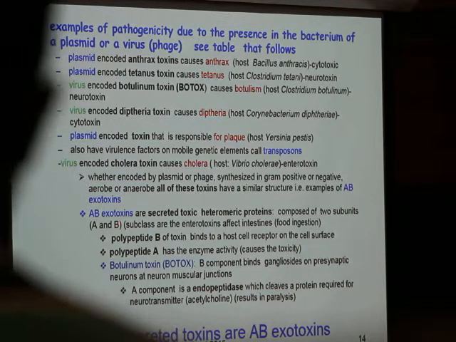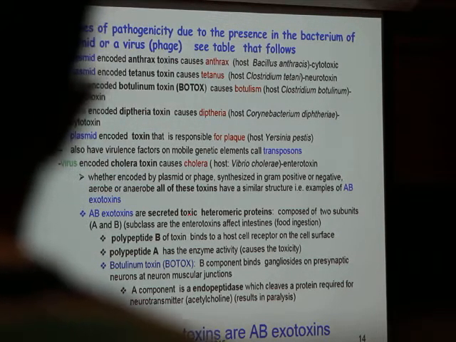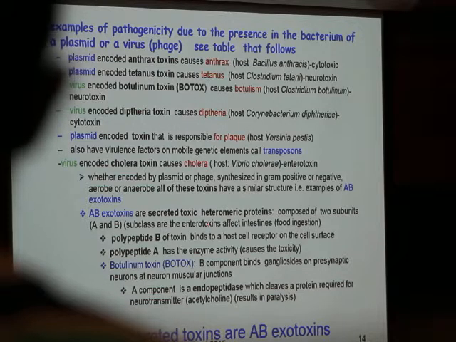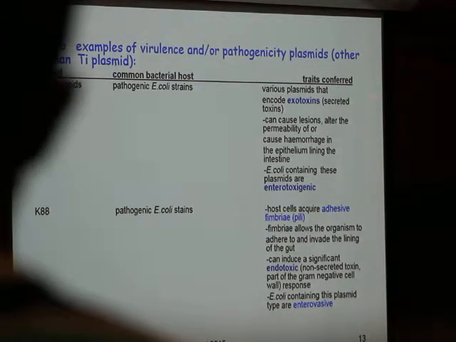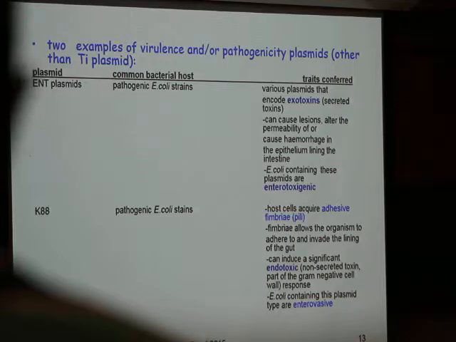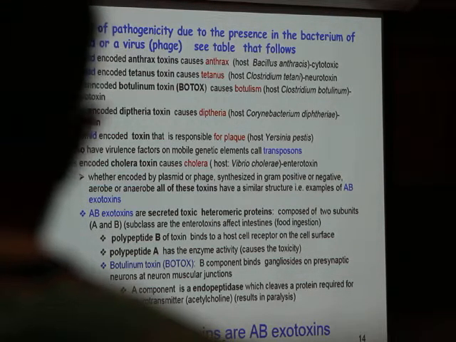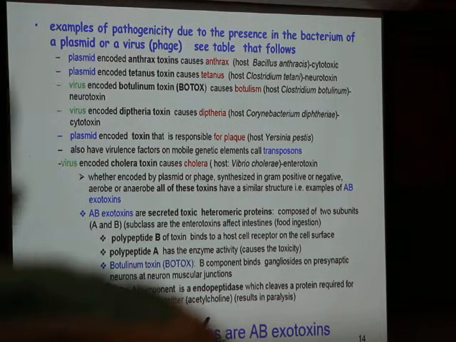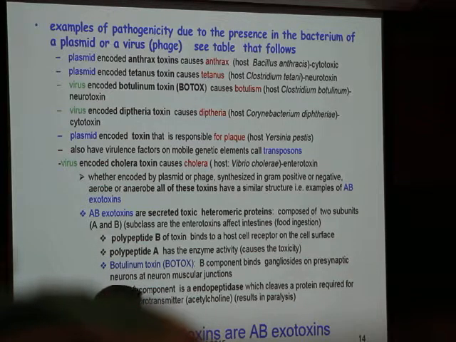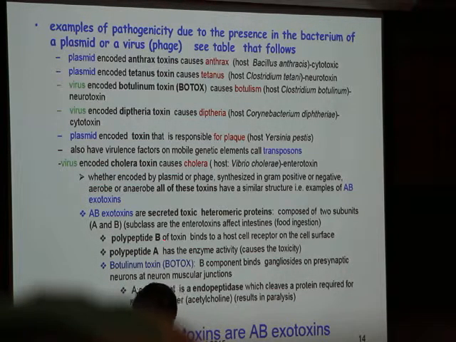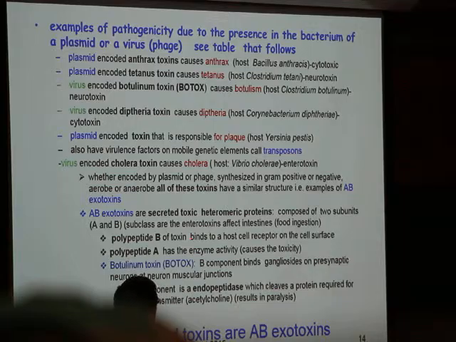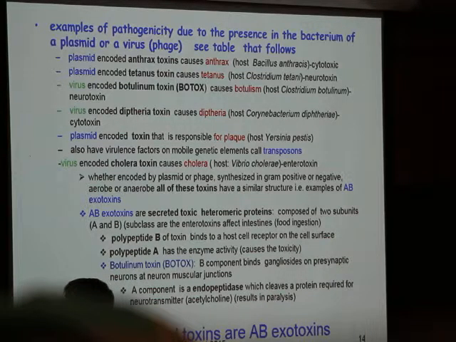And within the AB exotoxins, there are subclasses called the enterotoxins that affect the intestines, which of course would be examples that are encoded by the plasmid. So basically, there are two polypeptides that make up this toxin. The B polypeptide is the part of the toxin that binds to the host receptor.